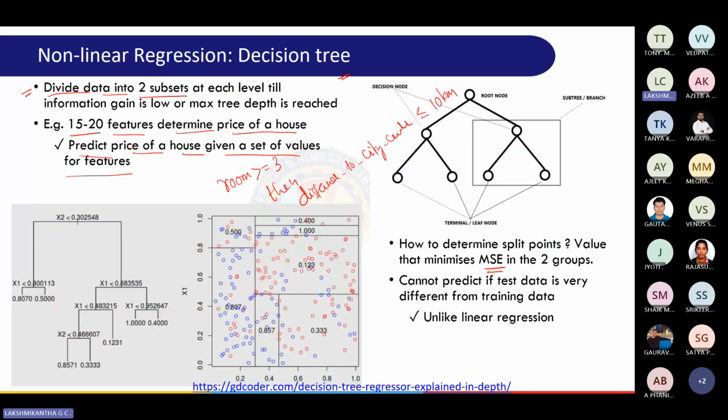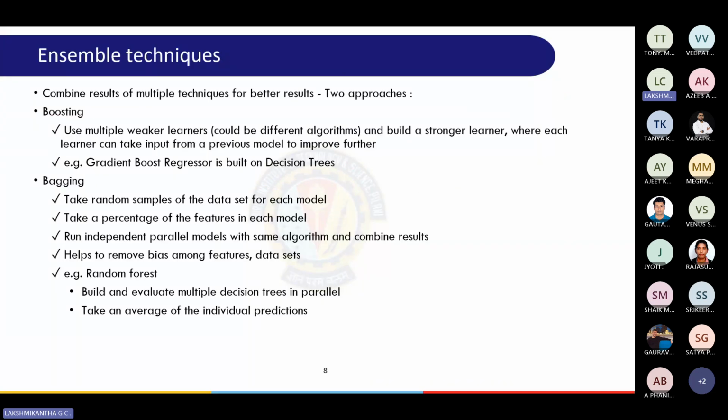Now I'm jumping into the third methodology, which is called ensemble techniques. Dear students, what is the meaning of ensemble? Ensemble is nothing but multiple models combined. This is the meaning of ensemble technique.